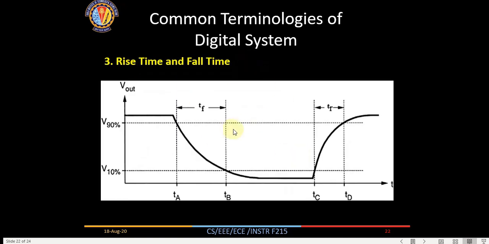Other common terminologies are rise time and fall time. Fall time is the time taken for the signal to go from 90% to 10%, and rise time is from 10% to 90%. This also depends from circuit to circuit and logic family to family; they are all different. I'm just introducing you to some terms.